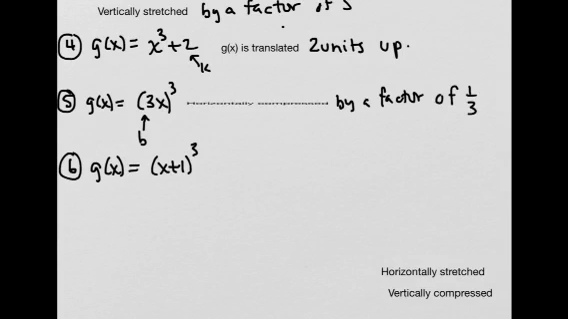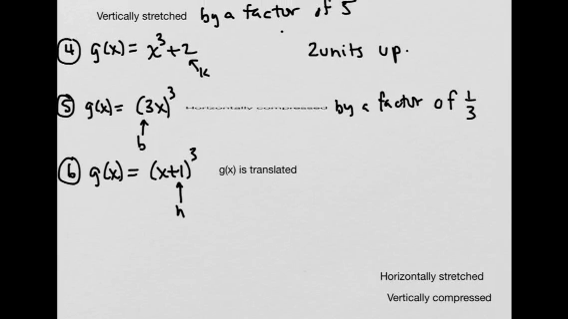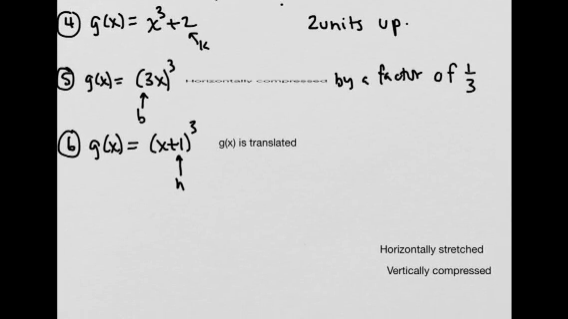Okay, for number 6, we have the quantity of x plus 1 cubed. So right here, this is your h. So this is going to be, let me borrow from this one up here, g of x is translated 1 unit left. Okay, because remember, even if it says plus 1, we do the opposite.